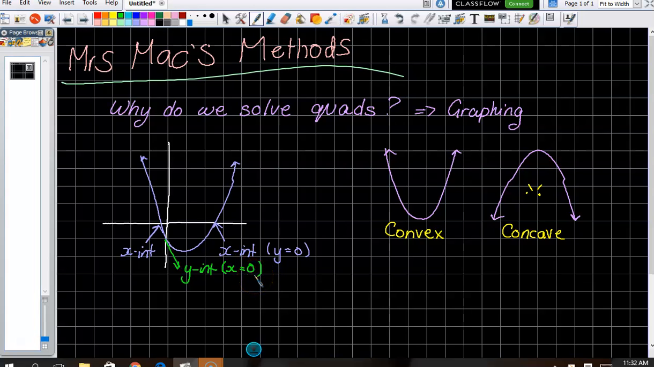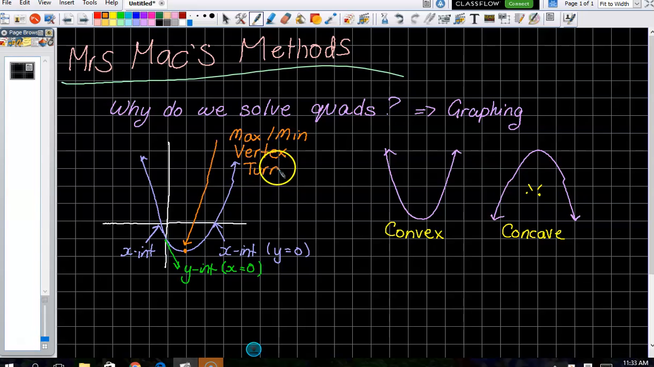There's a couple of other key features on your diagram that we also want to find. Can anyone remember what they are? What is the max, or in this case the min, called? It's got a special name. We've got the max, we've got the min. We've got the vertex. It's also referred to as the turning point.